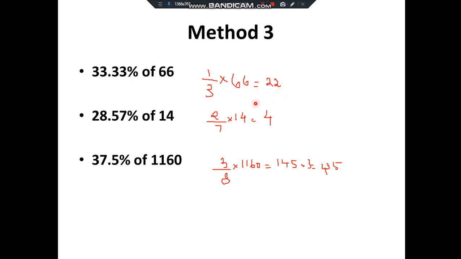Otherwise, see, next question, 28.57% of 14. If you sit for the original method, 28.57 divided by 100 into 14, it takes a long process. So, it can be rewritten as 2 by 7 into 14, which is 4. 37.5% can be written as 3 by 8 into 1160, which is 435.